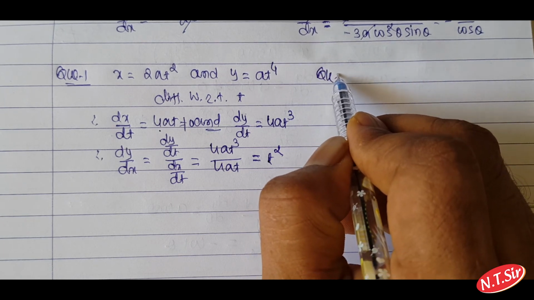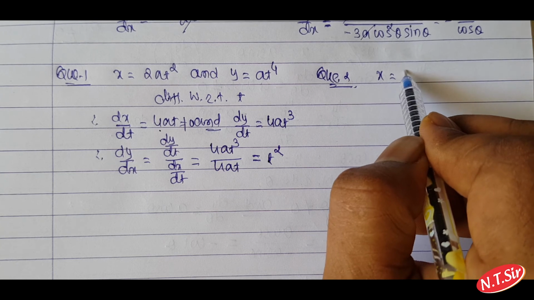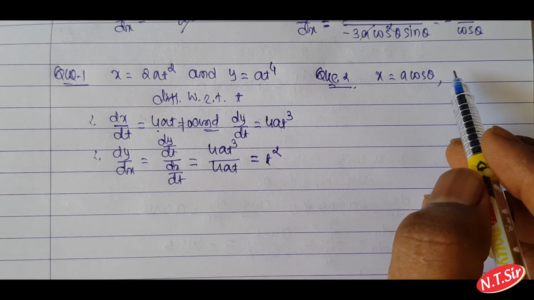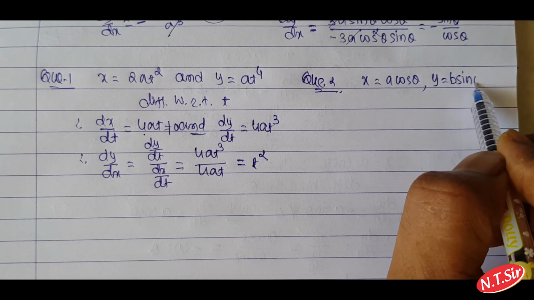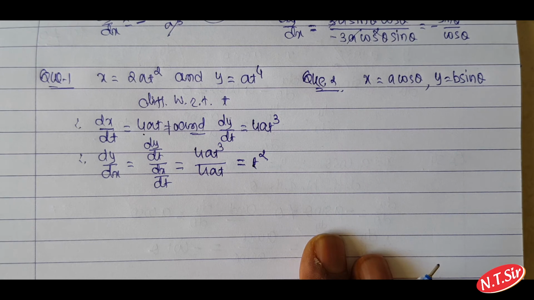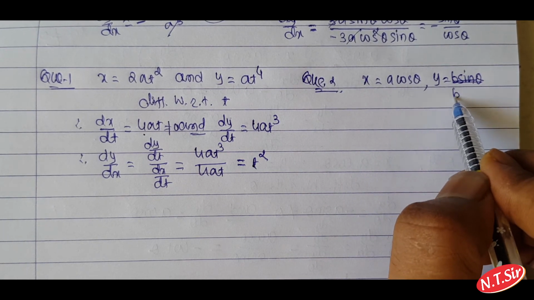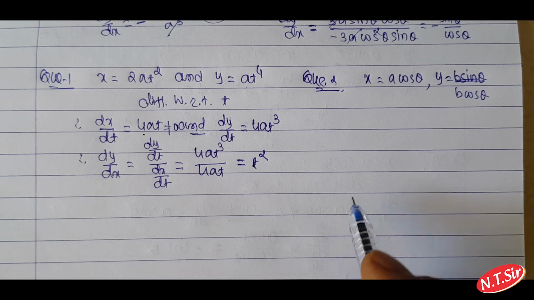Question number 2 में क्या दिया है? x is equal to a cos theta and y is equal to b sin theta. This is given. Sorry, y is given b cos theta. सिन थीटा होगा तो भी आंसर तो आ जाएगा आपका, कोई बात नहीं, राइट? मगर ये कुछ प्रॉब्लम तो हो गया, होने दो, देखते हैं क्या होता है.